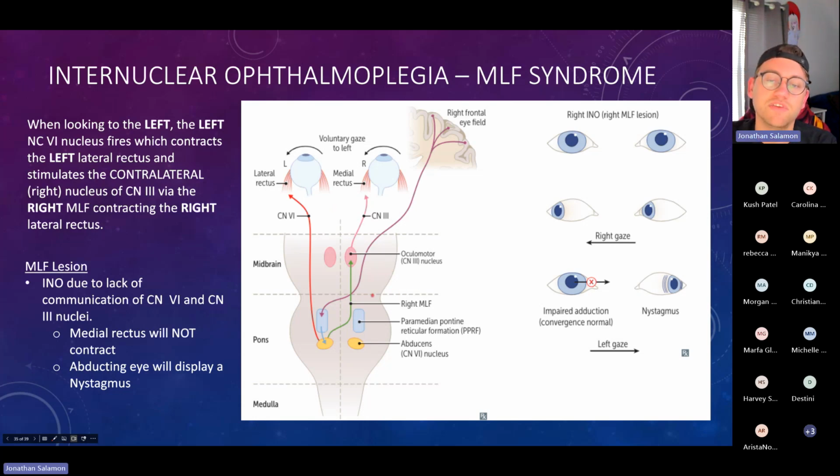So another way to say that is if you have a rightward nystagmus, you have a right medial longitudinal fasciculus problem, right MLF problem. Because your left eye will be correcting back towards the right. That is the saccade. And this is named after the saccade.